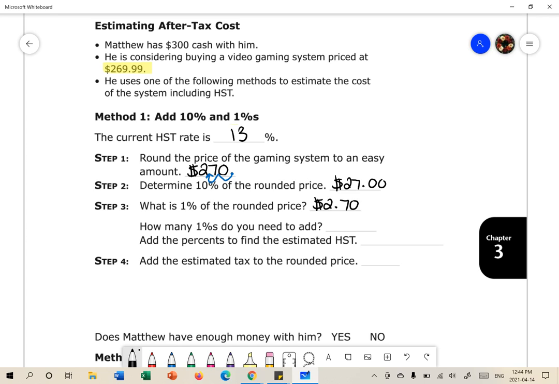How many 1% do you need to add? Well, we need to add 3 of them. Okay, so 1 10% and then the 3 1% would equal to 13%. So I'm going to take my 1%, which is $2.70, and add it to itself 3 times. And then I'm also going to add the 10% HST rounded tax price of $27 together. And that's going to equal to my estimated tax price.